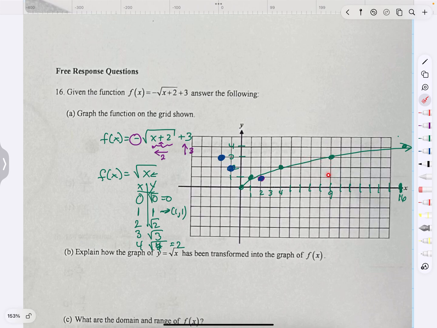Now I'm ready for the fourth point. He's up here at 3, so I flip him upside down at -3. I move him left by 2 units. I move him up by 3 units to take care of my shift, and I'm right there. That looks like it's at 7, 0. So I'll put another point at 7, 0.